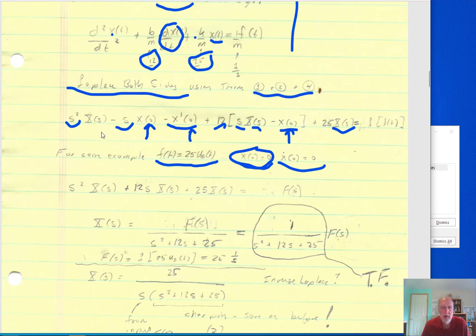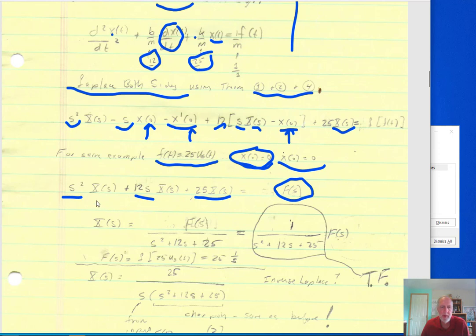So I caution you, whenever you solve problems, make sure you put the initial condition terms up here and then plug in whatever values they are to get the correct answer down here. All right, so we get the s squared term, 12 times s, 25 times x, and then we're going to leave this general here for just a minute because I want to show you something, and then we'll plug in the 25.